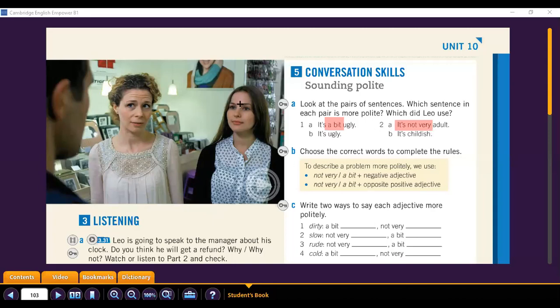So, for example, what happens when you have these adjectives? Let me write you some adjectives. Les voy a escribir un par de adjetivos y ustedes me van a ir diciendo qué utilizarían. Si utilizarían a bit or it's not very, okay? Pay attention to the adjectives.